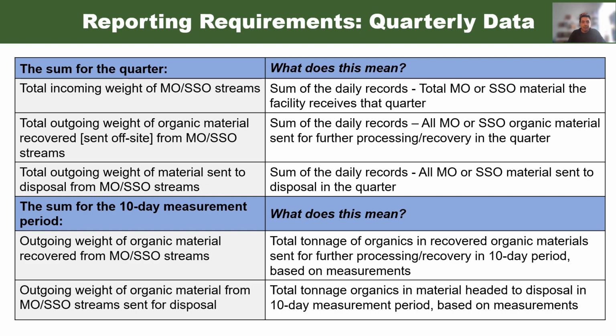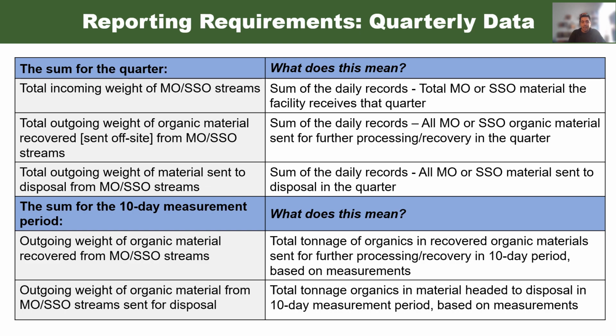But as far as how this is broken down, for any MO and SSO streams, RDRS is going to break this down into 2 separate sections. So it's going to start with an overall quarterly amount of numbers, and then it's another section that's based specifically on those 10-day measurements. And so for the overall quarterly reporting, operators are going to want to report the total incoming weight of any MO and SSO streams. So this is that waste stream as a whole, prior to being processed, so those daily weights that are being recorded, it's going to want the quarterly total.